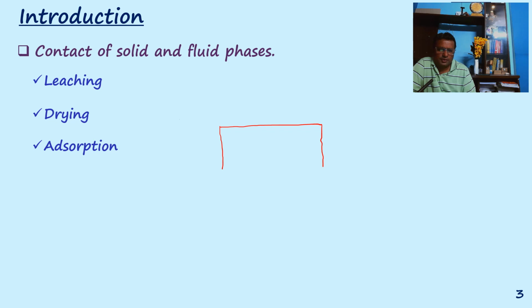This is adsorbent, for example. Let us understand the concept of adsorbent. And this is contacted with a gas mixture of say A and B. So you have A in it and you have B in it.